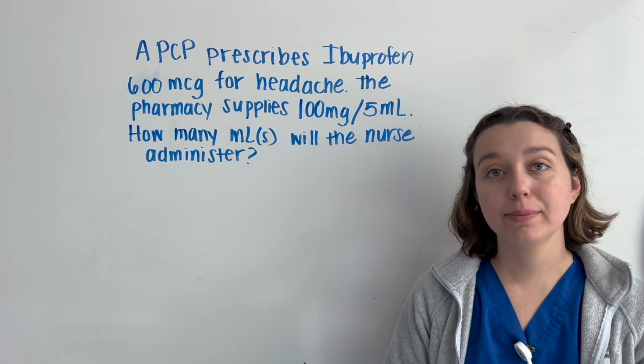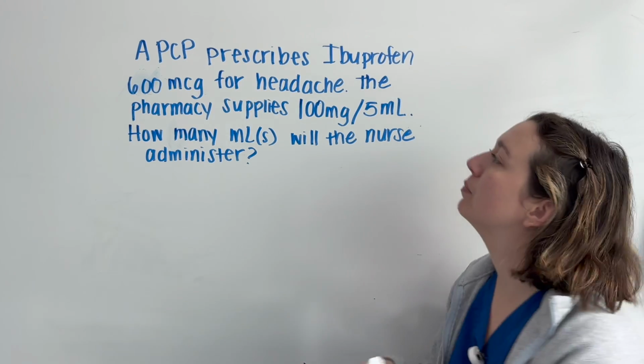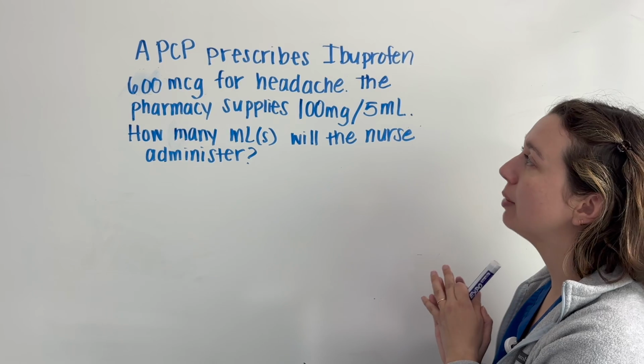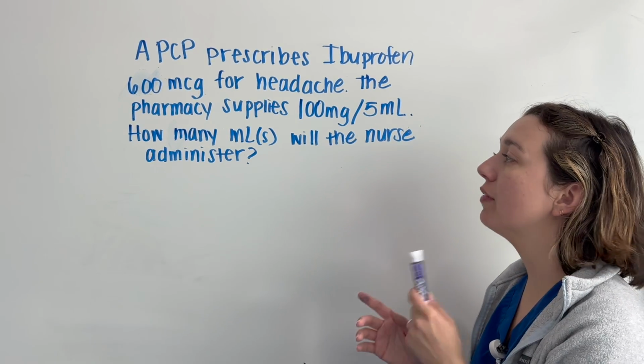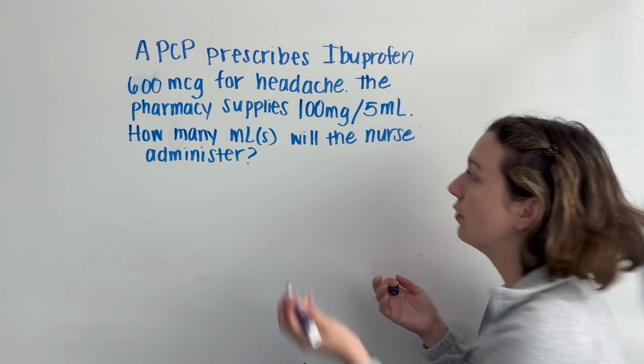Now that you all have had the time to work on it, I'm going to explain this problem so we can see together how we did. So, a PCP prescribes ibuprofen, 600 micrograms for a headache. The pharmacy supplies 100 milligrams for 5 mLs. We're solving for how many mLs the nurse is going to administer. So first, what are we solving for? mLs.